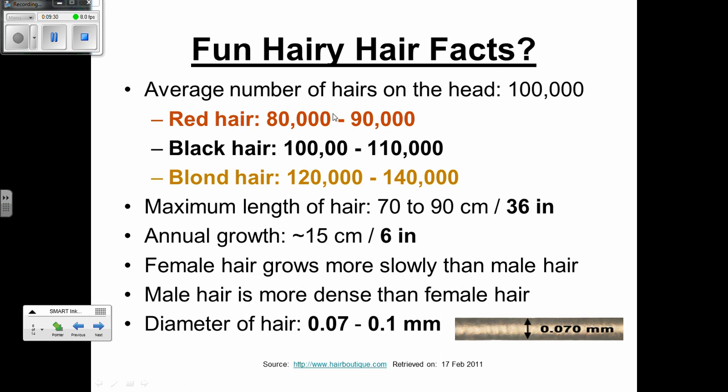All right, black hair is typically around 100,000 hairs per head, whereas with blonde, you typically have more hair as a blonde than anybody else.